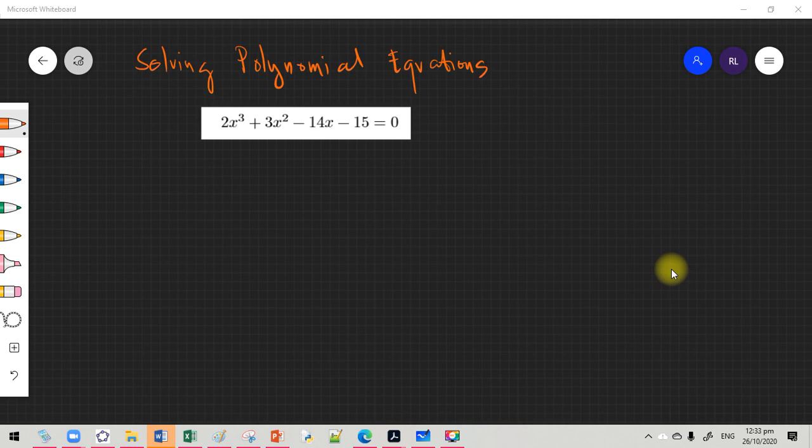Okay, so this is an example of a polynomial equation: 2x cubed plus 3x squared minus 14x minus 15 equals 0. So the idea is, it's like you're saying what are the possible values of x such that when we substitute that, the result is 0. Those are the values of x. We call those roots, or the solutions of the equation, or roots of the polynomial equation.